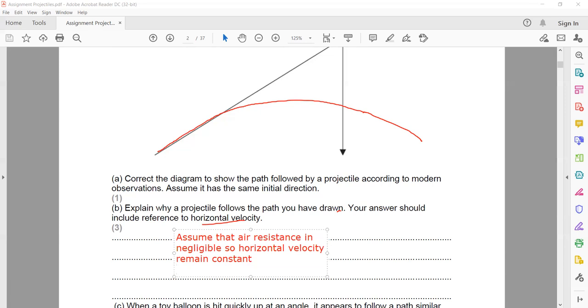And the second thing, acceleration due to gravity is there. The vertical velocity, acceleration and deceleration are due to gravity.